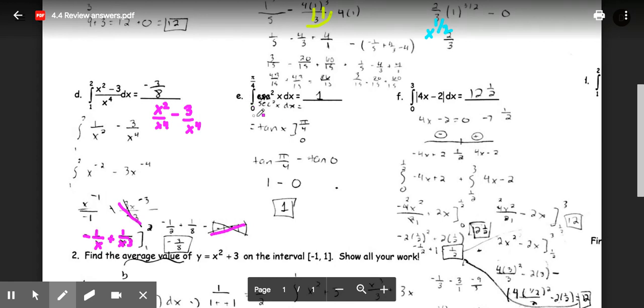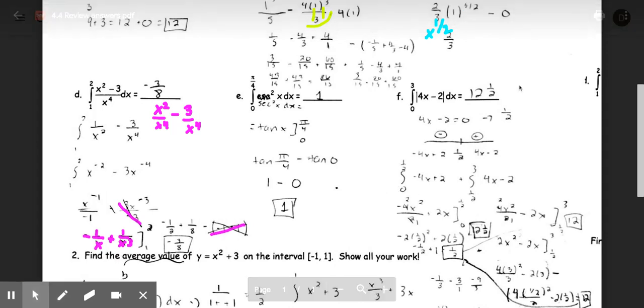Part E, when you integrate secant squared, it's tangent. You've got to know that. You can't forget your trig functions. And then plug in pi over 4 minus 0. This is just like the example we did in the notes. You end up getting 1.